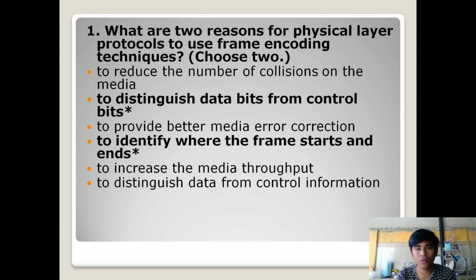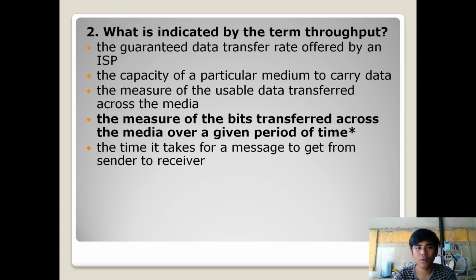So what are the two reasons for physical layer protocols to use frame encoding techniques? Choose 2. So my answer for this question is to distinguish data bits from control bits, to identify where the frame starts and ends. What is indicated by the term throughput? So my answer is the measure of the bits transferred across the media over a given period of time.